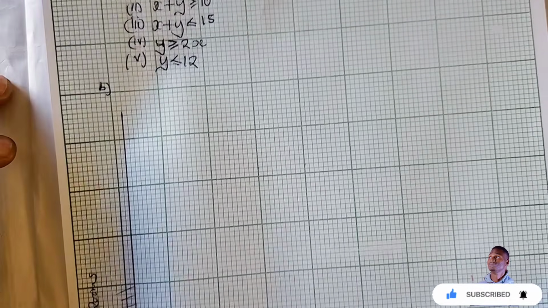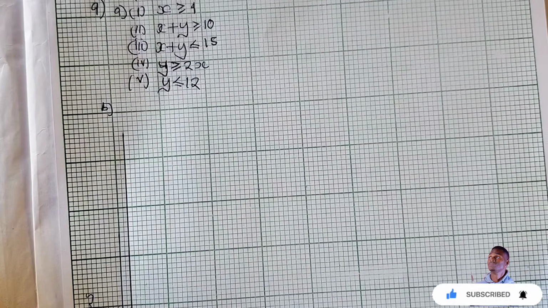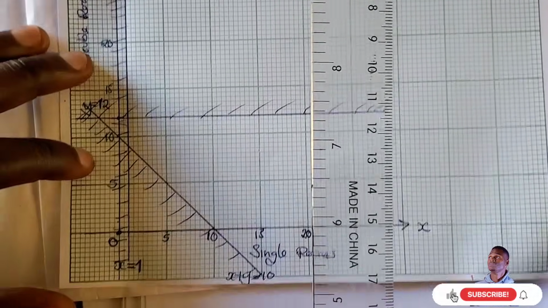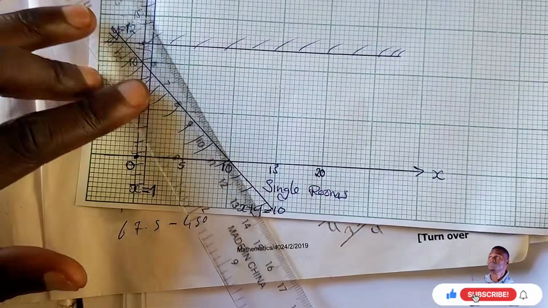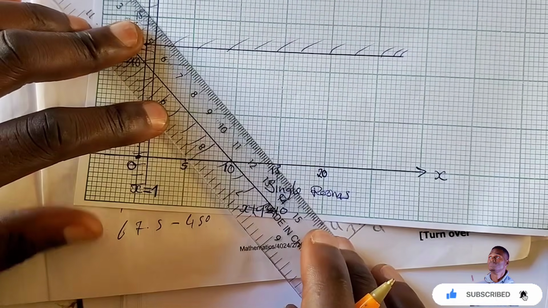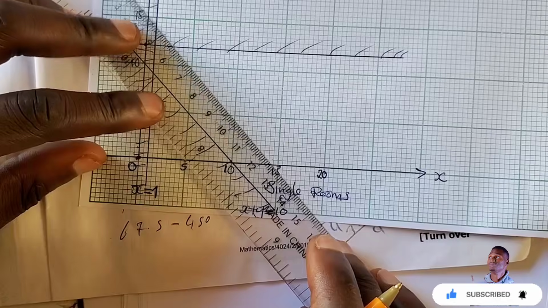Then we have 15. So 15 up, 15 down. So 15 here on the y-axis and 15 on the x-axis.